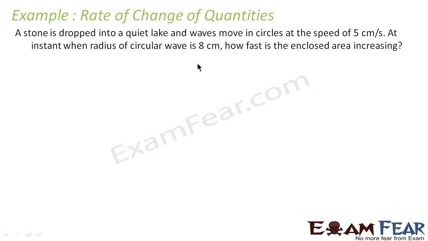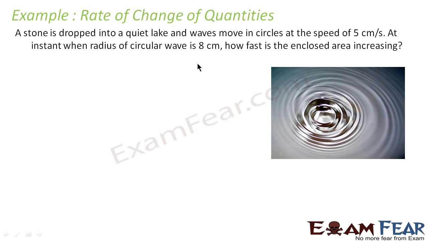Let's take one more example of rate of change of quantities. A stone is dropped in a quiet lake and a wave moves in a circle at a speed of 5 centimeter per second. At the instant when the radius of the circular wave is 8 centimeter, we have to find how fast is the area changing. So let's visualize this. This is a pond and somebody has dropped a stone here. The moment a stone is dropped, you see the wave like this.